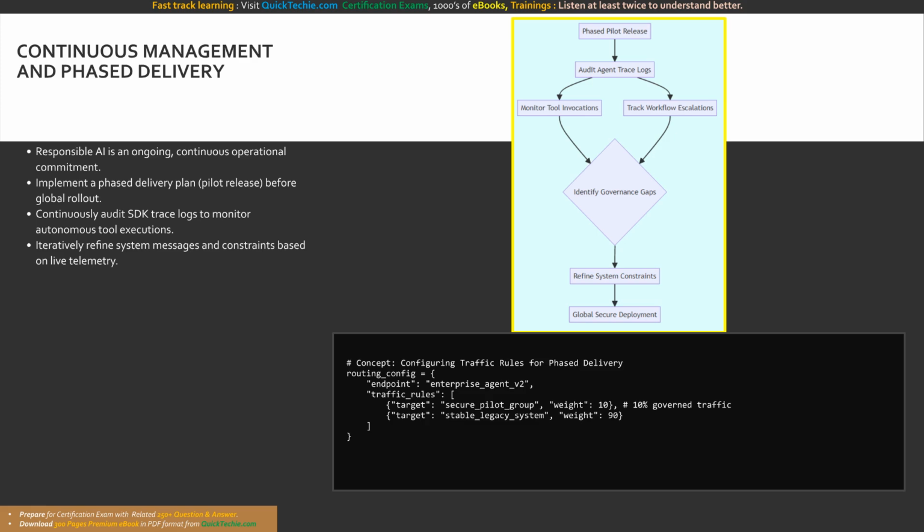This configuration enforces a phased delivery strategy at the infrastructure level. By routing only 10% of real-world traffic to the new autonomous agent, engineers can safely audit trace logs and evaluate governance controls before global release.